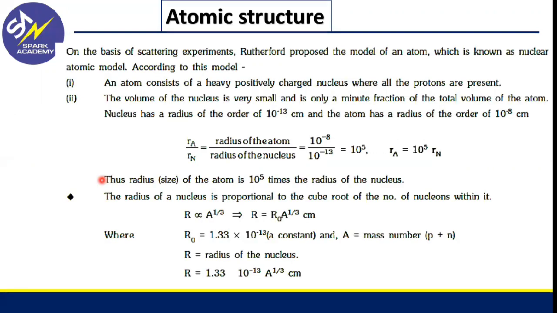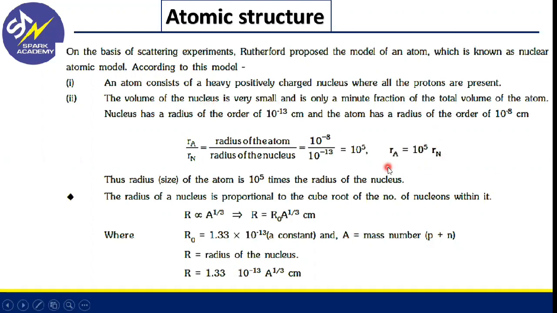Based on these experiments, he proposed the model, and these were the postulates. It has a positively charged nucleus where the protons are present, and the volume of the nucleus is very, very small because only a very small fraction of particles was deflected, isn't it? Because of that, he said the size of the atom is about 10 to the power of 5 times that of the nucleus. This is what he put forth.